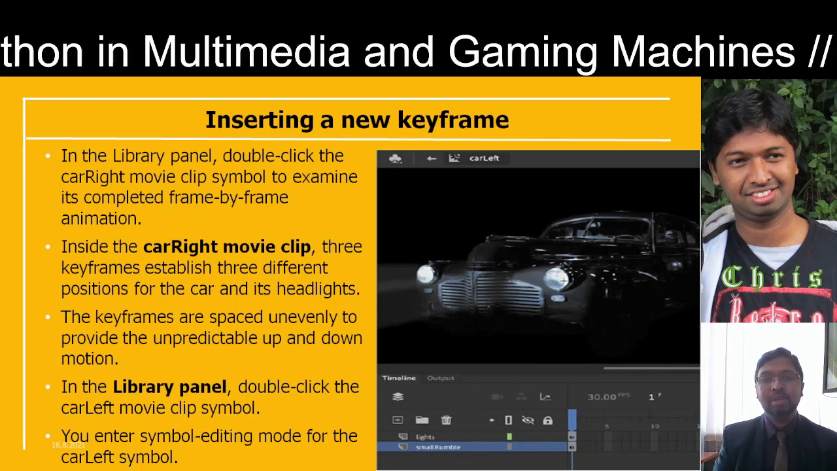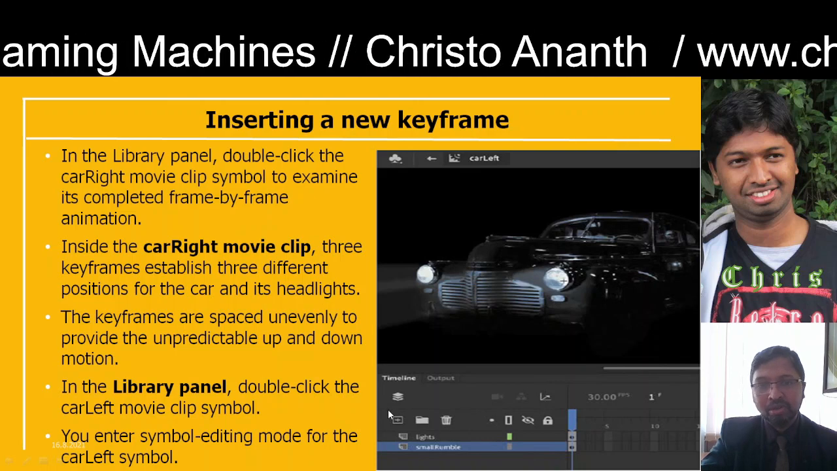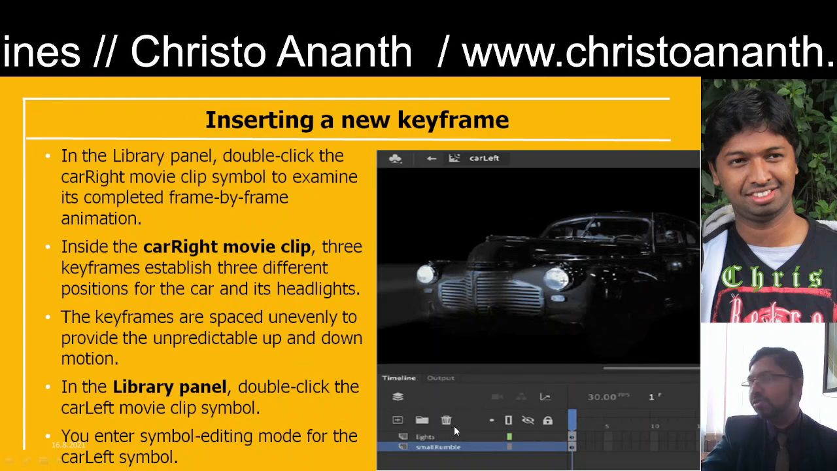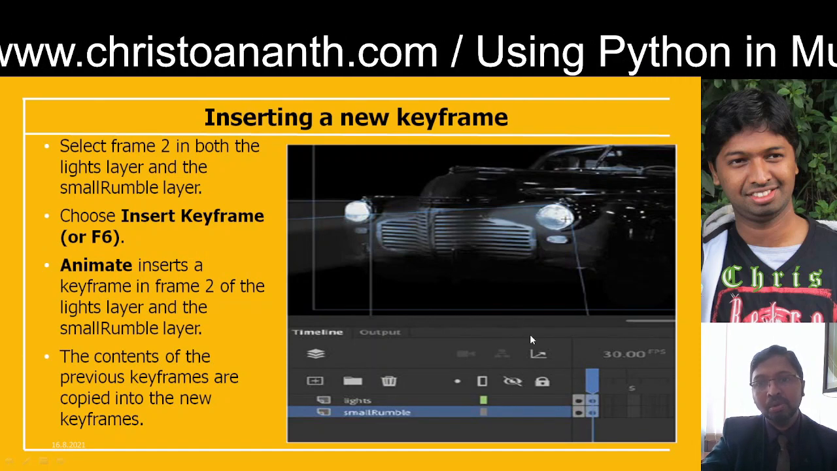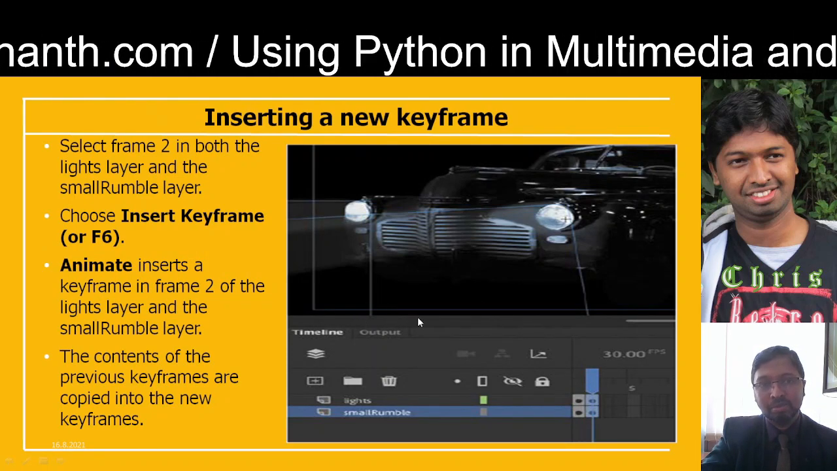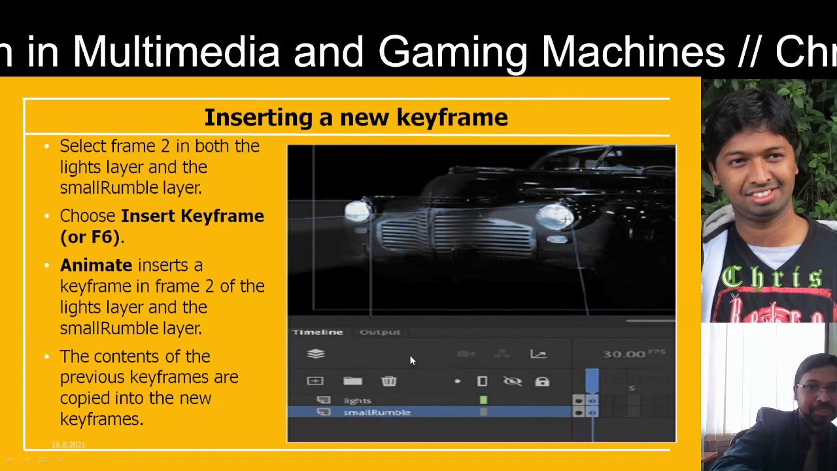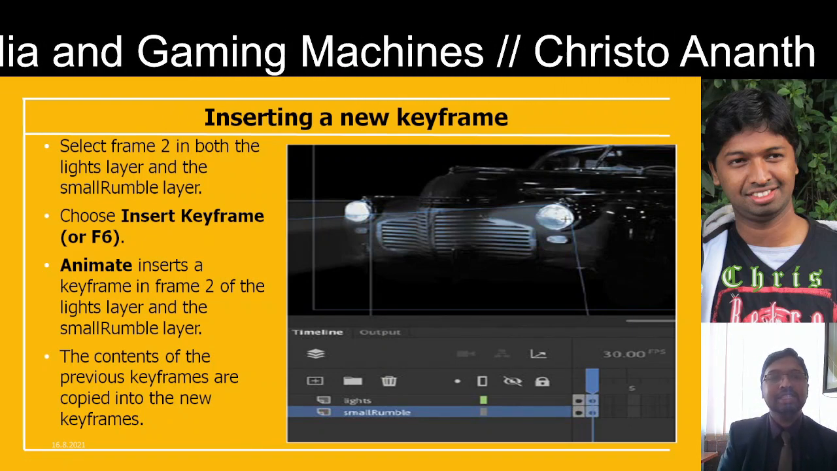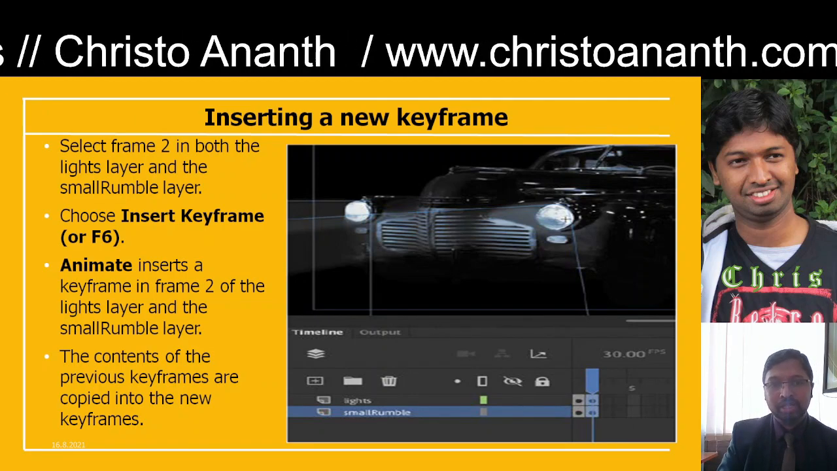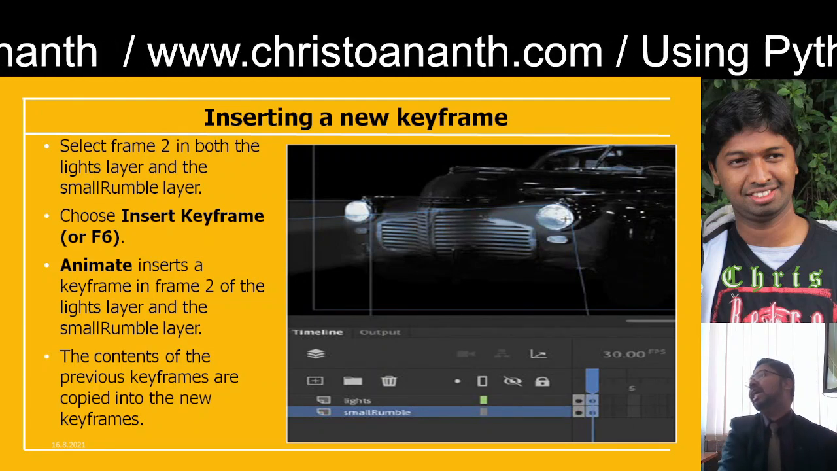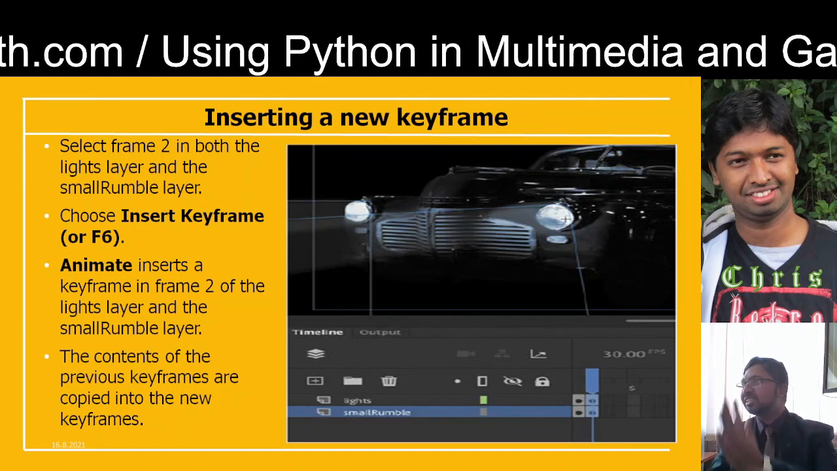In the library panel, double click on the car left movie clip symbol, and you can now enter symbol editing mode for the car left symbol. Select frame 2 in both the light layer and the small rumble layer, and choose Insert Keyframe, or press F6. That inserts a keyframe in frame 2 of the light layer and small rumble layer. The contents of the previous frames are copied into the new keyframe, so that is how small rumble and the motor will be rotating.